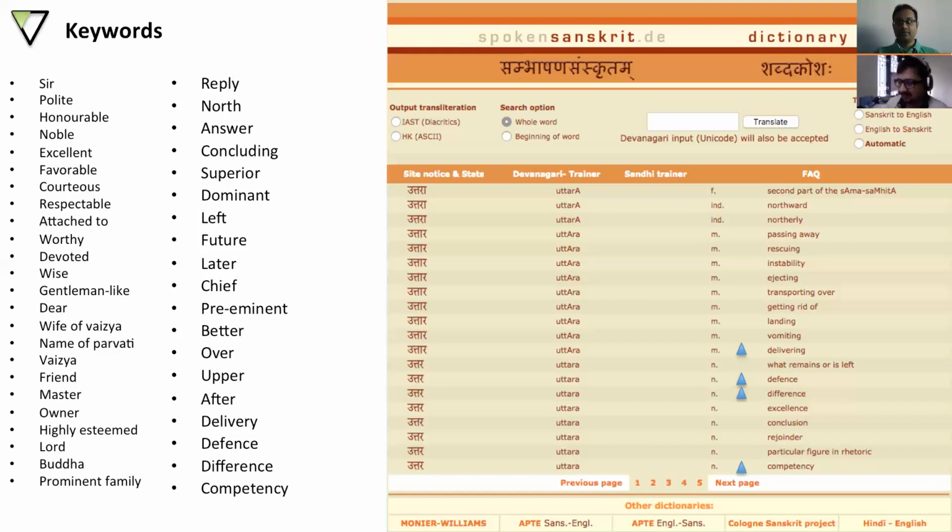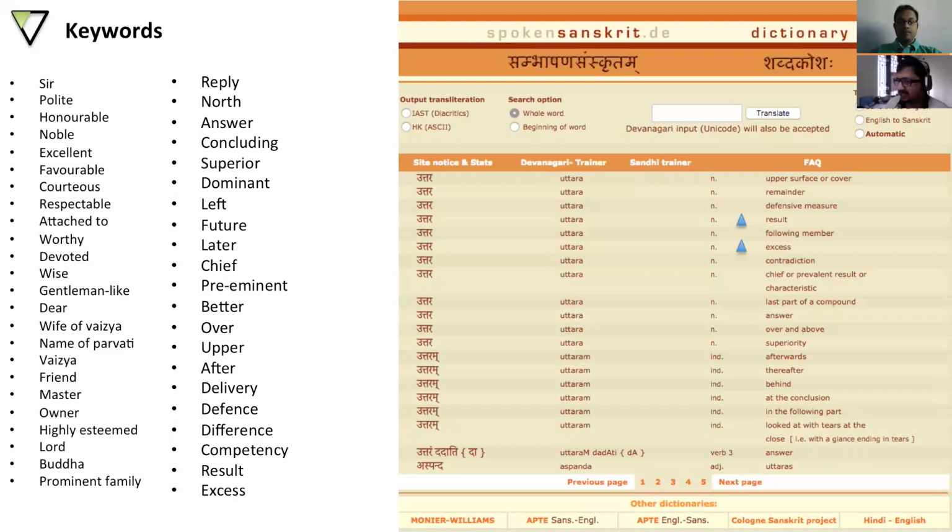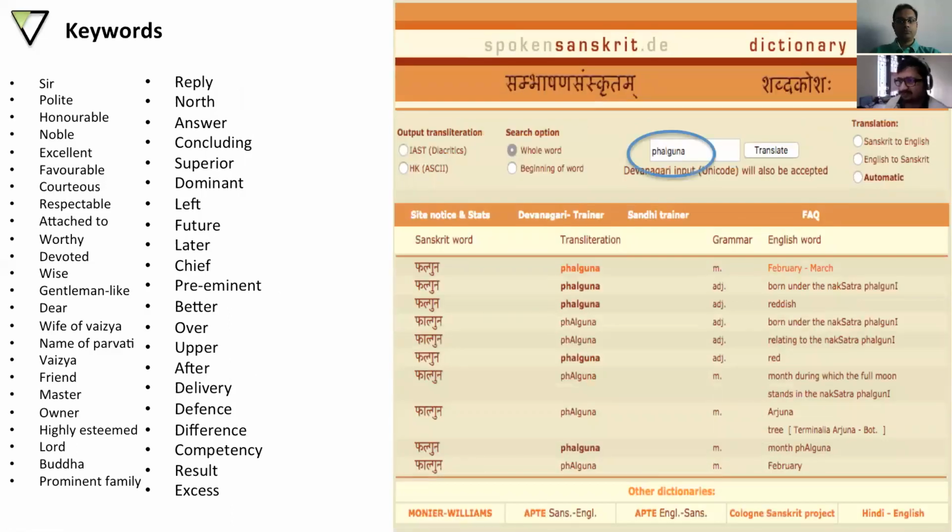So now we looked at Uttara. Uttara also means result-oriented people, excess. Sun can be too much of himself. It's one thing they need to be careful of, getting into a lot of excess. And then the natural next word you would love to analyze is Phalguna, or Phalguni, Uttara Phalguni. So what does Phalguna really mean? Phalguna means reddish. You can see it means red. And it also means Arjuna tree.